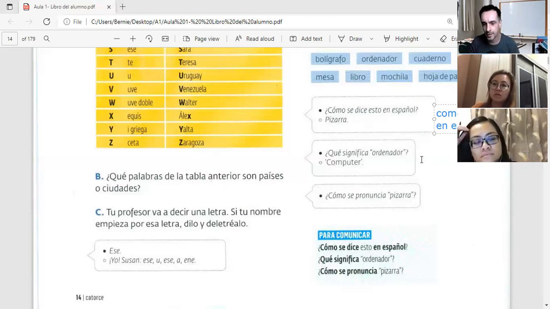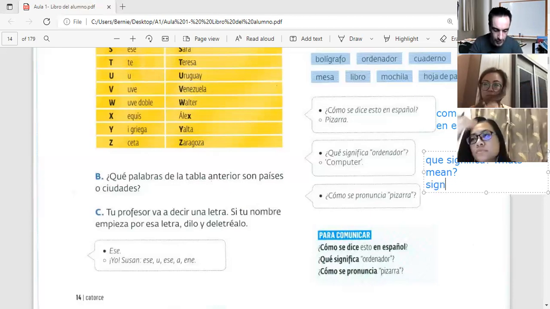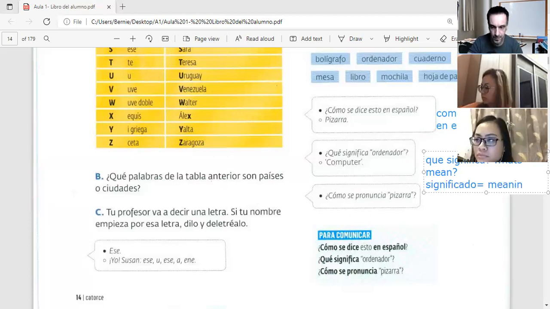Or another way to ask, ¿qué significa? What means? ¿Qué significa ordenador? Ordenador significa computadora o laptop. ¿Qué significa? What means? Ordenador. ¿Qué significa? Yes, because significado, meaning. Significado, meaning.